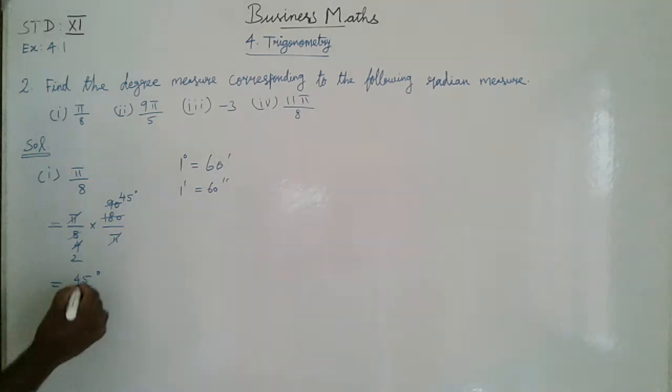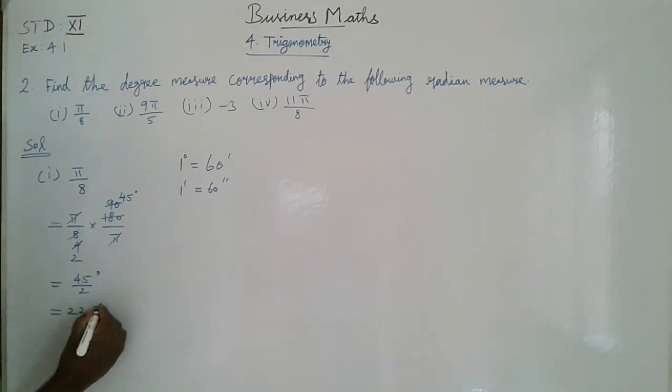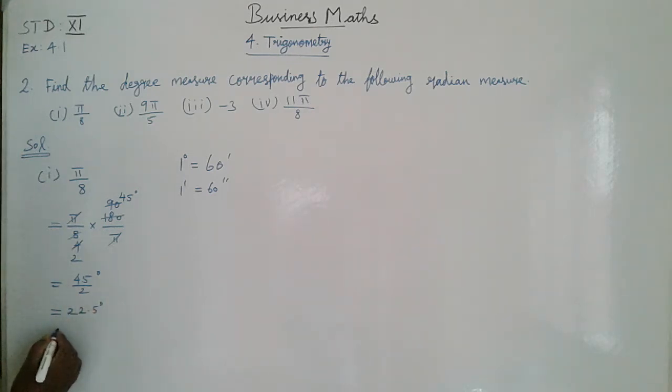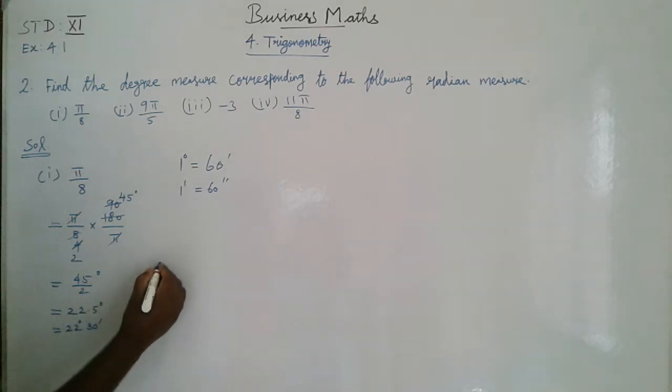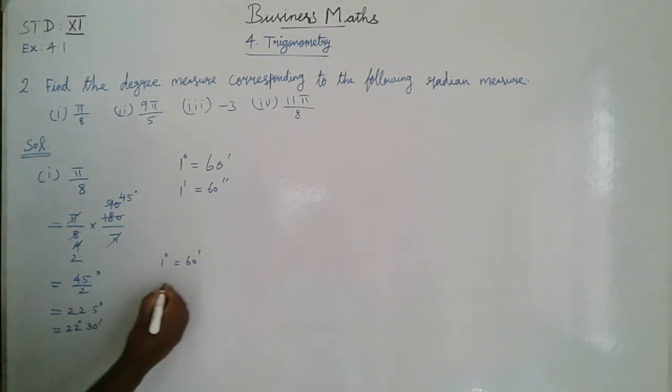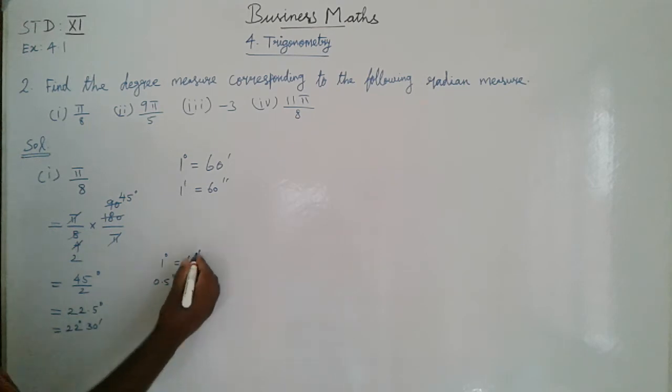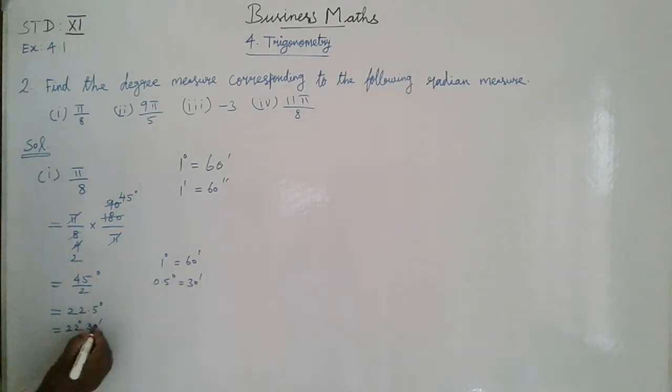Remainder is 1, so take 10 there. 10 divided by 2 is 5. So 22.5 degree. 0.5 degree means 1 by 2. So we take 22 degree and 0.5 degree is 30 minutes. Why? 1 degree equals 60 minutes, so 0.5 degree equals 30 minutes. So 22 degree 30 minutes.